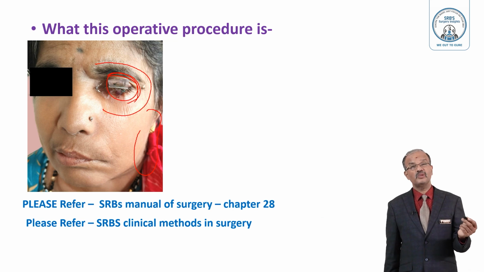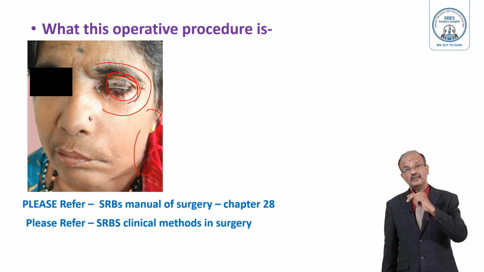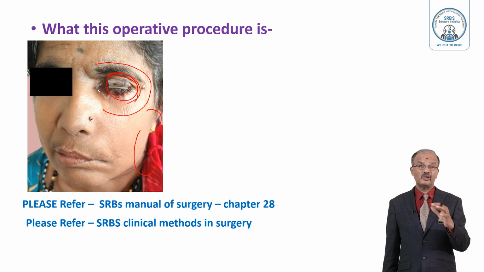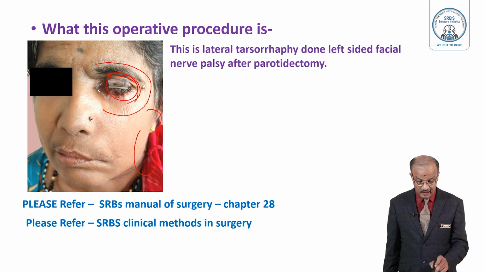There are so many other methods, dynamic methods, static methods to correct facial nerve palsy, and assessment of facial nerve palsy also. There are different guidelines. You can always go through my manual of surgery. It was very detailed about facial nerve palsy, but this is called a lateral tarsorrhaphy, exactly how it looks like. So that is the important thing you have to remember.